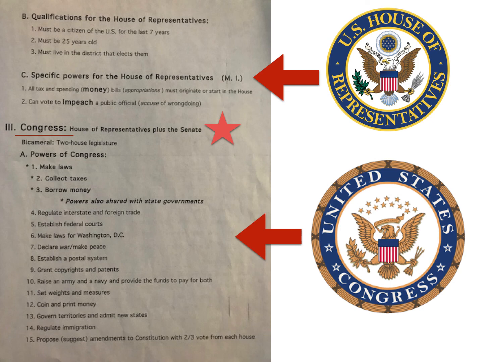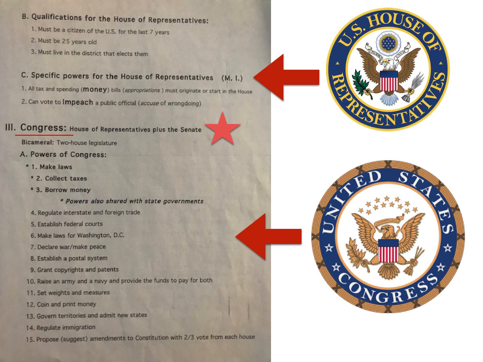So on a quiz, if we ask who impeaches, and you say Congress, then you miss it, because it's really a very specific power of one part of Congress, the House of Representatives. Now, the total Congress has a very specific list of powers that you can see that I've outlined here. But the big ones would be that the House of Representatives and the Senate together make the laws for the country. Both sides are included.